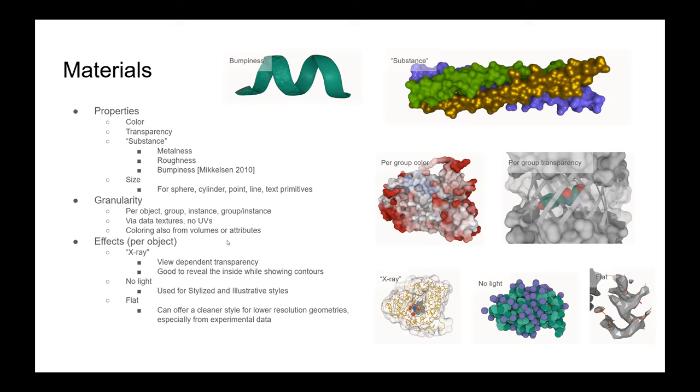And then in some cases we don't color from textures, but we color from volumes or attributes as needed. And sometimes simple things, simple to implement, are also quite useful. So a good old X-ray view-dependent transparency can be quite useful, or just omitting light altogether, a flat rendering where we don't bend the lights through normals. It can be just a cleaner style for some data.